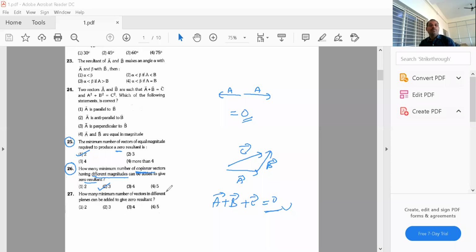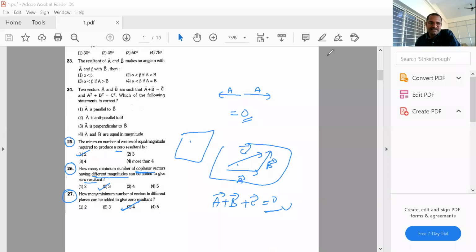Means 3 required. These are oral questions, don't get confused. You may get this type of questions for NEET students. Next, how many minimum number of vectors in different planes can be added to give 0 resultant? 4. If the planes are different, 2 vectors are in one plane and 2 in another plane. In total, 4 minimum are required to get 0 resultant. Option 3. Remember these three conceptual questions, just remember them.